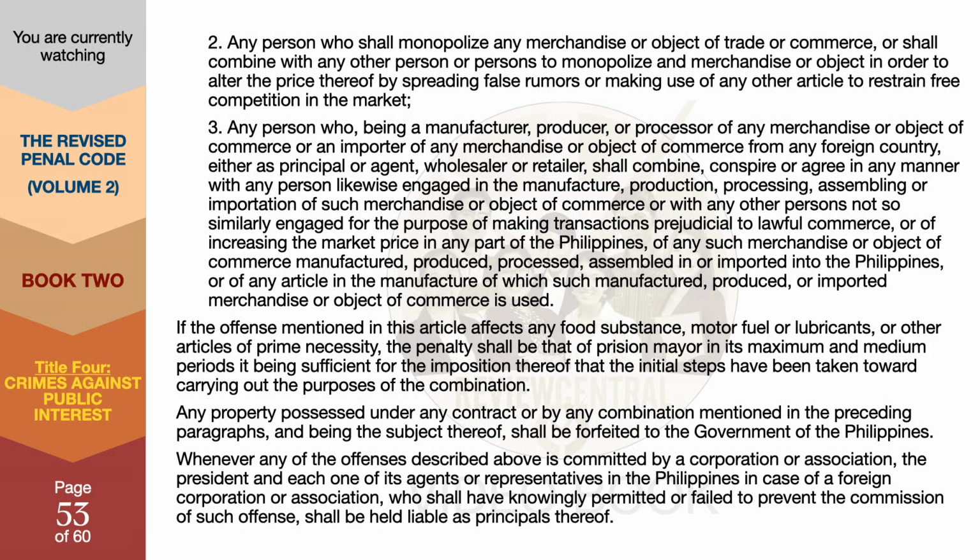Any property possessed under any contract or by any combination mentioned in the preceding paragraphs, and being the subject thereof, shall be forfeited to the government of the Philippines. Whenever any of the offenses described above is committed by a corporation or association, the president and each one of its agents or representatives in the Philippines in case of a foreign corporation or association, who shall have knowingly permitted or failed to prevent the commission of such offense, shall be held liable as principals thereof.